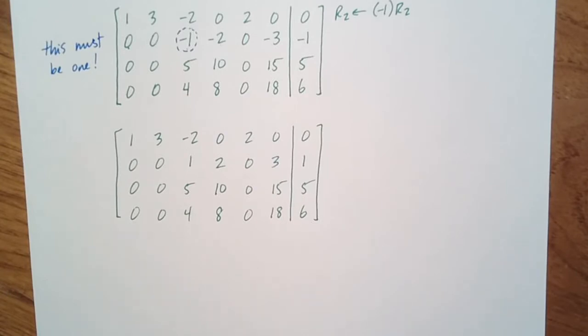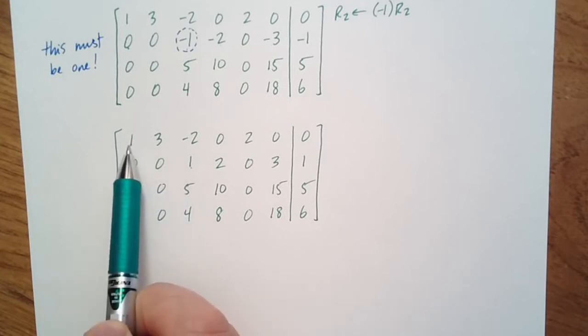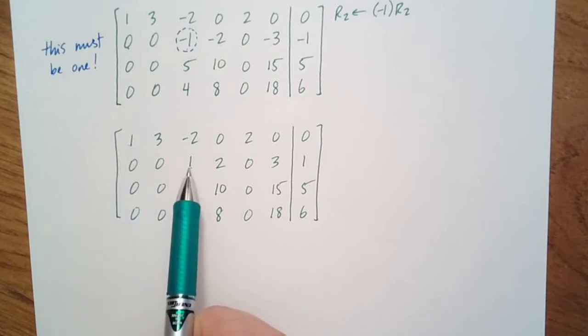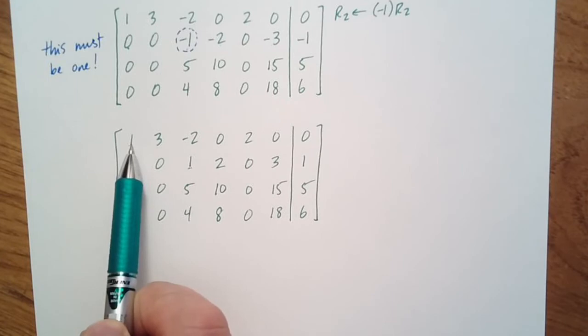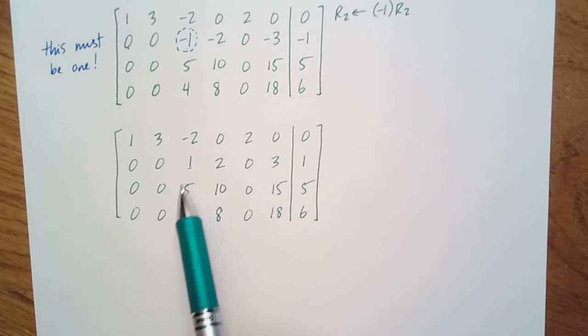Because remember, we can't have leading ones stacked on top of each other, because the third condition for row echelon form is that every leading one must be to the right of every leading one above it. So this is a leading one, and this is a leading one that is above it. And this leading one is to the right of this leading one, and that is good. But if I had two leading ones down here, that would not be good. That would not satisfy the condition. So we're not going to turn these into ones.